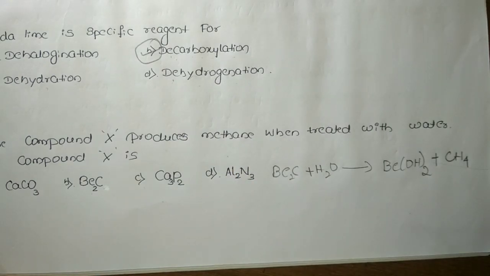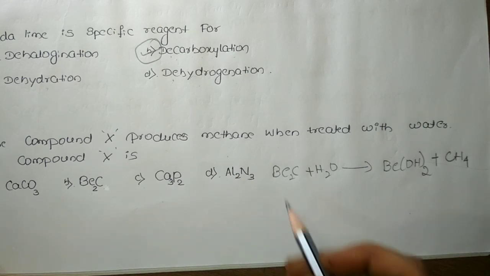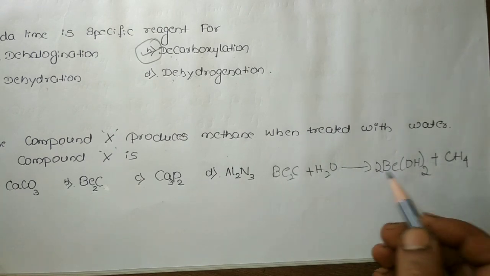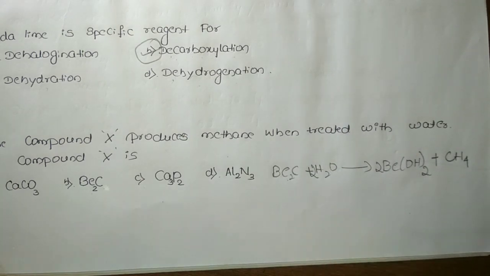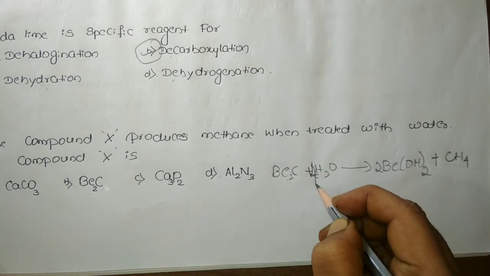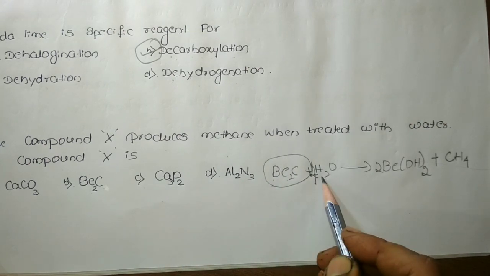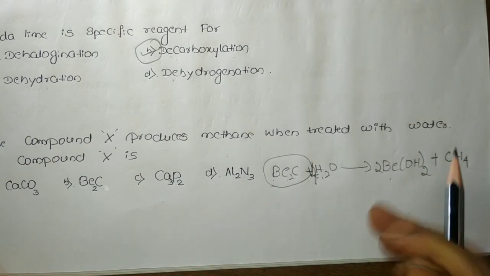Okay, so that is the main reason. Some more questions I'm going to discuss so that you can understand very easily. Where you have not balanced here, beryllium is 2, so multiply here with the 2, so we have 4 hydrogen, so multiply here with the 2. Okay, 4, 4, 8. Here you have to multiply with the 4. So this is beryllium carbide, which undergoes hydrolysis to give beryllium hydroxide and methane.